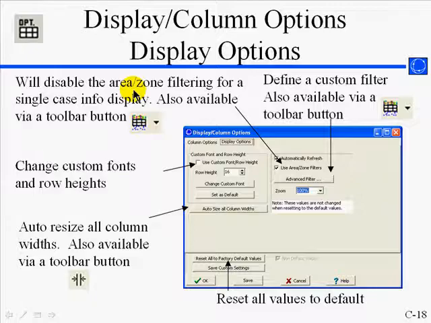There's also a button along the bottom of the Display Column Options tab that shows up on both tabs for resetting the current case information display to the factory defaults. And if you click that, that will revert all of the things like the row height and the area zone filters back to their defaults, and it will also reset the actual fields that show up on the display to their defaults.